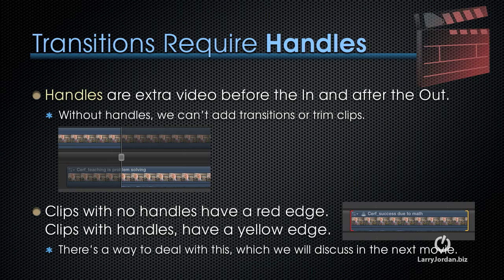Transitions require handles. Handles are extra video before the in and after the out. We can see that here in this illustration on the top left side. That part of the clip that's a lighter color is what we see inside the timeline as our project plays back. That which is dim on the top row is handles after the out. That which is dim on the bottom row is handles before the in. When we highlight an edit point, if it has no handle, the edge is red. And if it does have a handle, the edge is yellow, as you can see in this illustration here. Now there's a way to deal with clips that have no handles, and we'll discuss that in the next movie.